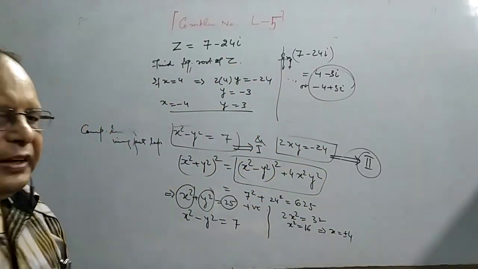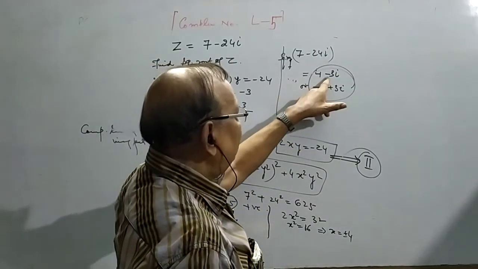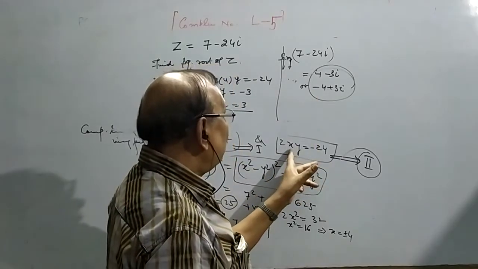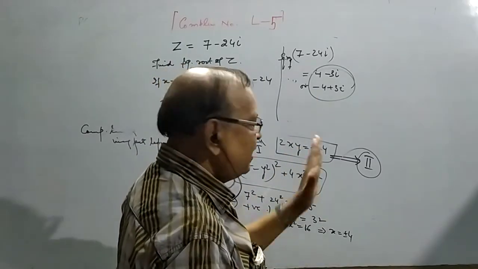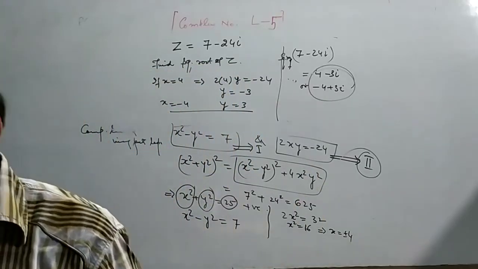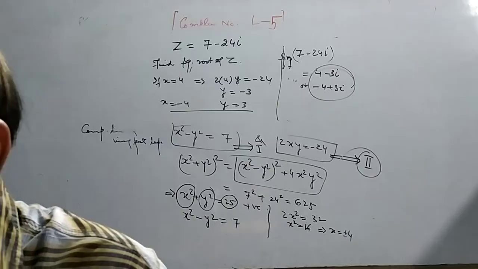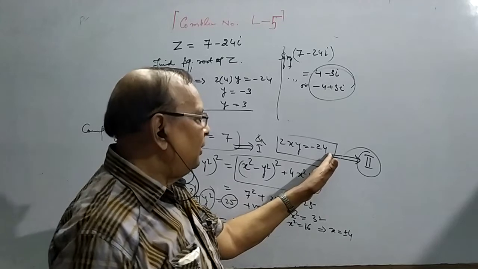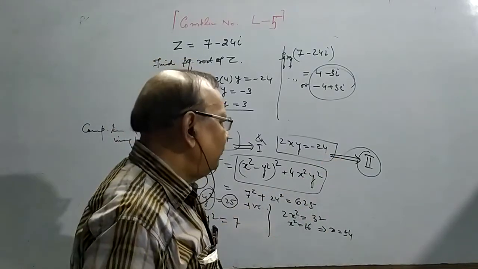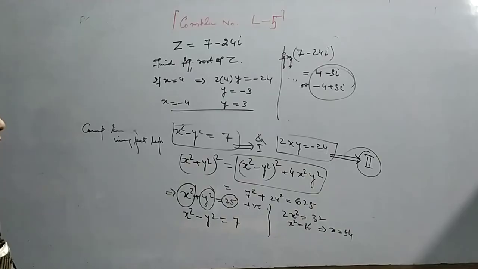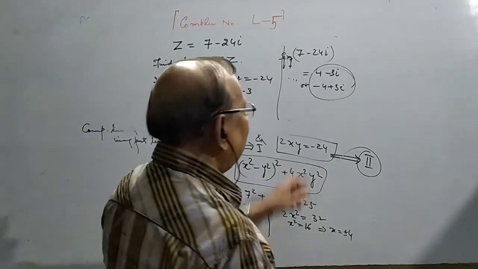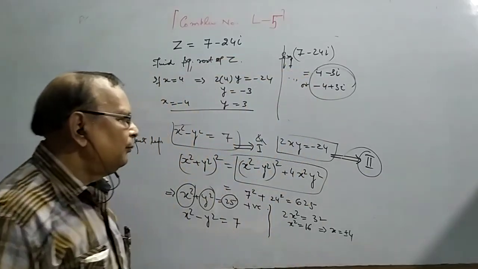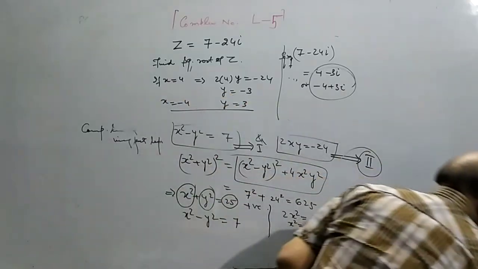Now, how will you decide whether it will be negative? If the product 2xy is negative, x and y will have opposite signs. And if that product is positive, x and y will have the same signs, positive, positive or minus, minus. That is the criterion. You have to be very cautious regarding the sign between these.